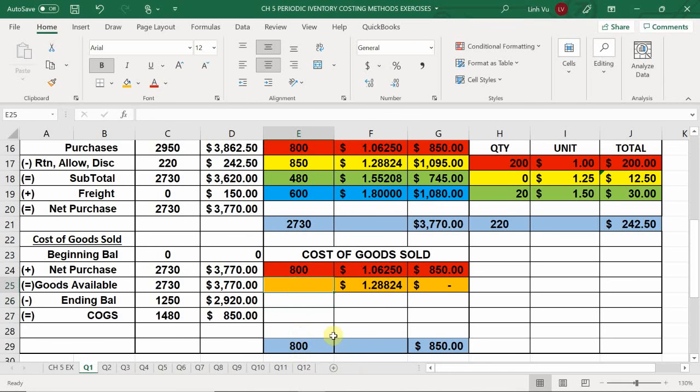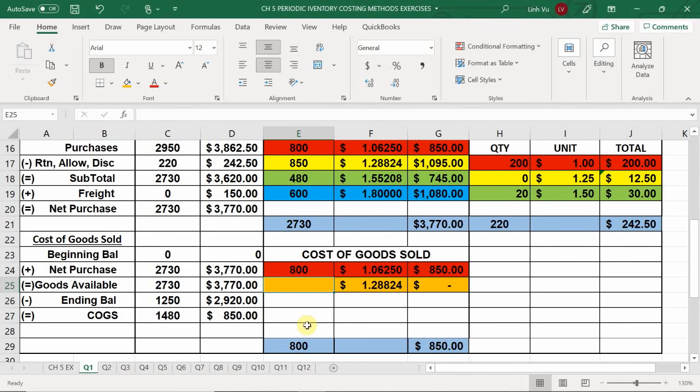You mean the difference between the total of 850, 480, and 600 minus 1,250? No. Right now I sold 800 units, right? How many items did I sell in grand total?